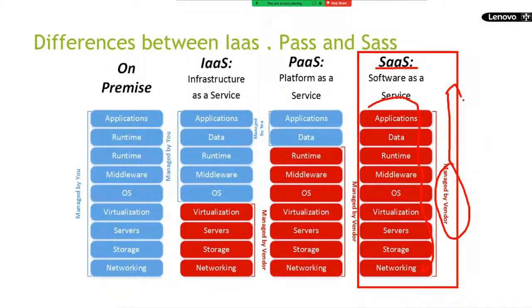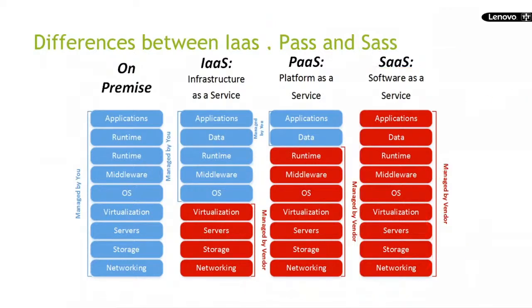Okay, best real-time example, pizza. Pizza is ready-made. How to eat it depends on you. Maybe you can eat it using a fork, you can eat it by hand, or you can eat it using a spoon. That depends on you. But it is ready-made. Okay, that is what software as a service is.